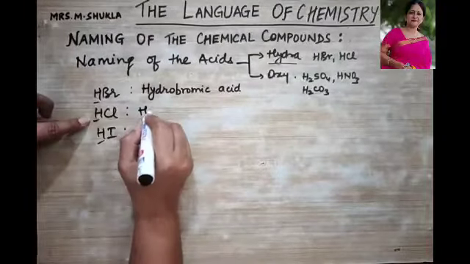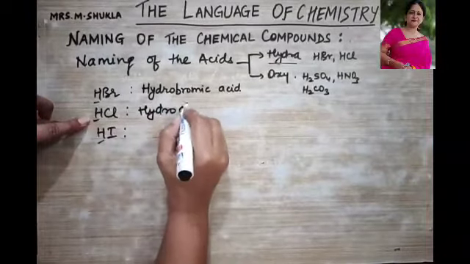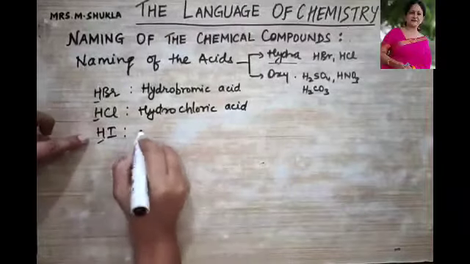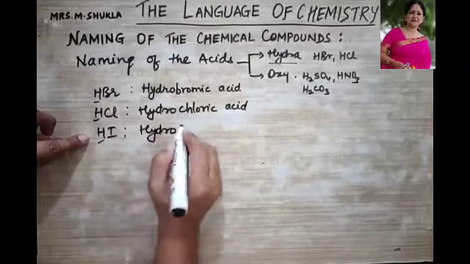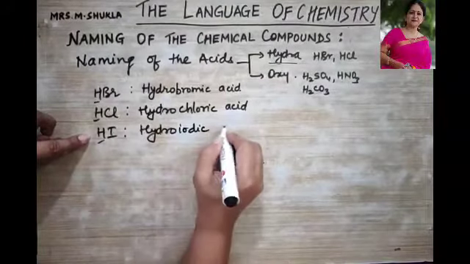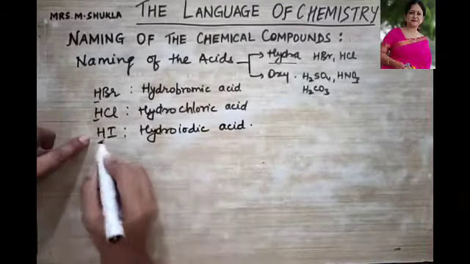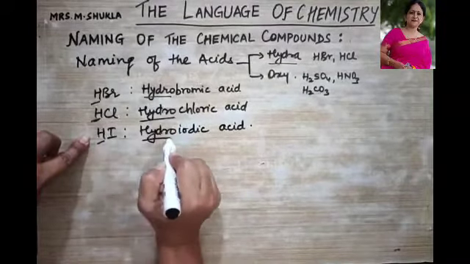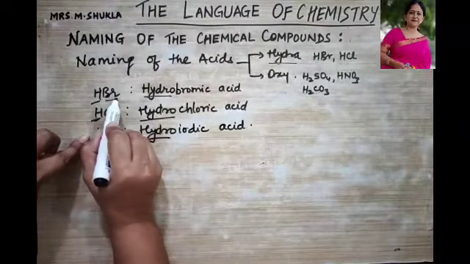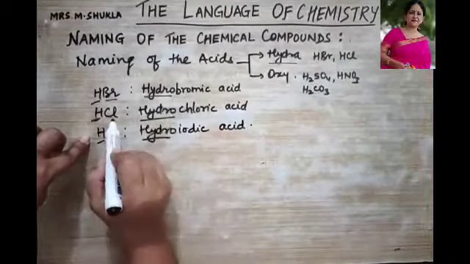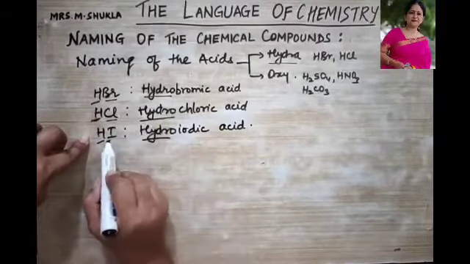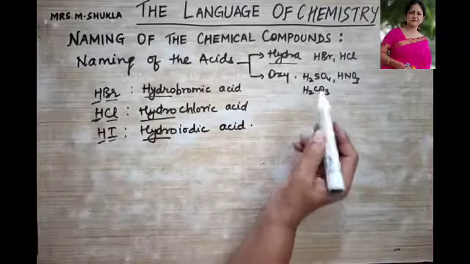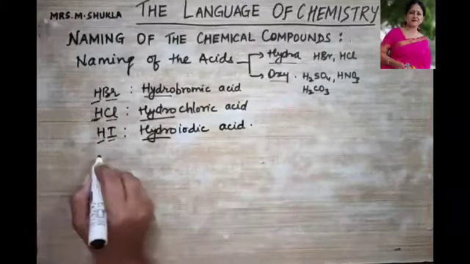Here hydrochloric acid. Okay, hydroiodic acid. So what did you see over here? The preference first is given to H, so that becomes your hydro. The next one is bromine. It becomes bromic. Chlorine becomes chloric. Iodine becomes iodic, and at the end we write down the acid. Now let us learn about oxy acids.